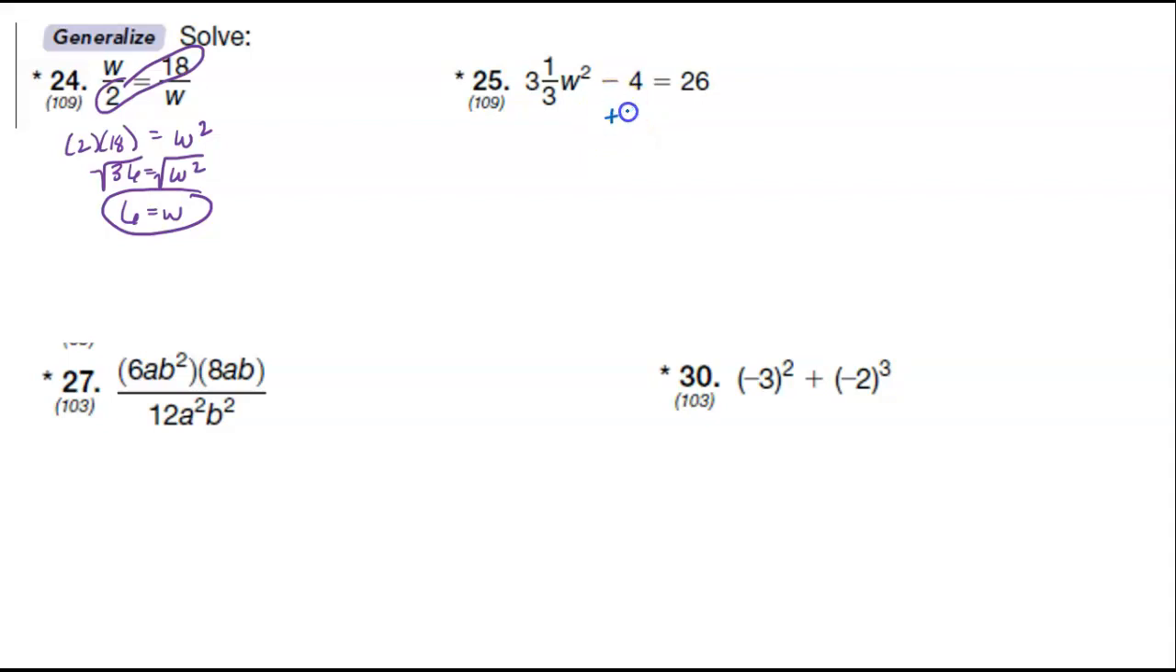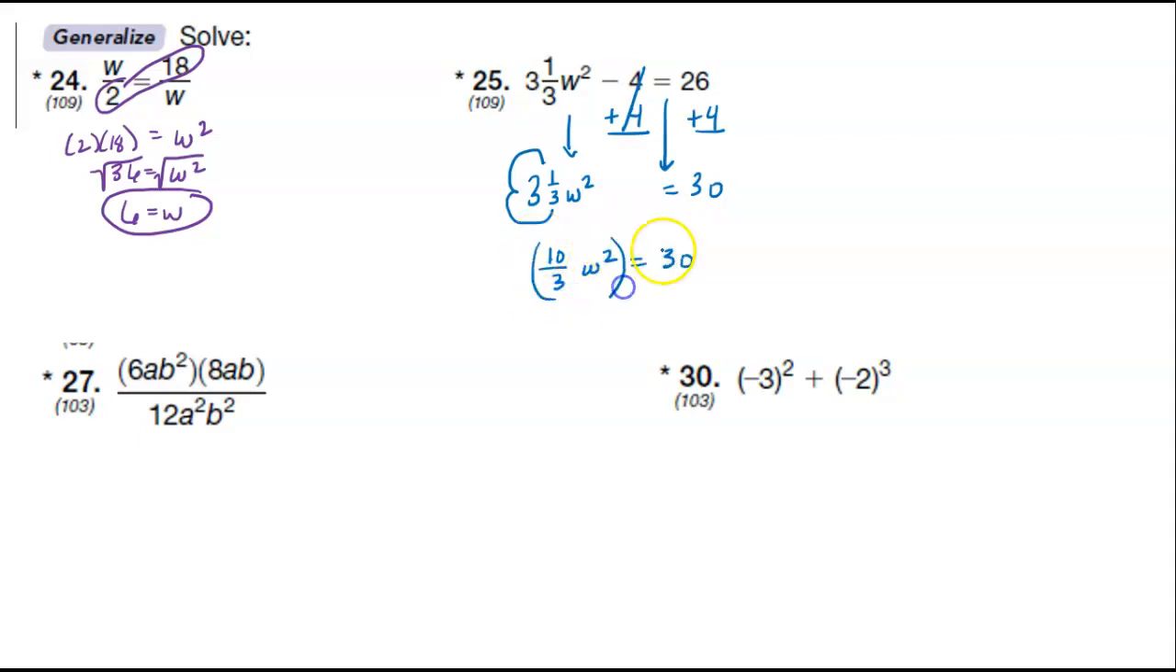Okay, so here I'm going to add 4 to both sides first. And 3 1/3 W squared. This goes away. Equals 30. I'm going to popcorn this, so 3 times 3 is 9, plus 1 is 10. W squared is equal to 30. Then I have to multiply by the reciprocal. I end up with W squared is equal to 9. Square root, square root. W is equal to 3.